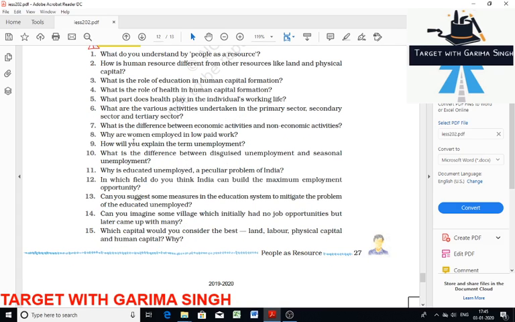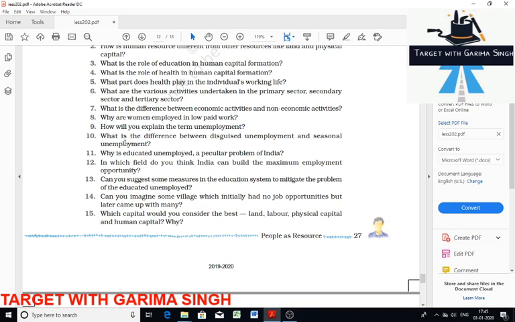Next is, how will you explain the term unemployment? So, unemployment is a situation in which people who are able and willing to work at the going wages cannot find jobs. An individual is termed as unemployed if he or she is a part of the workforce of a country and is capable and willing to work for payment but is unable to do work. He is capable but he is not getting work. That is unemployment.